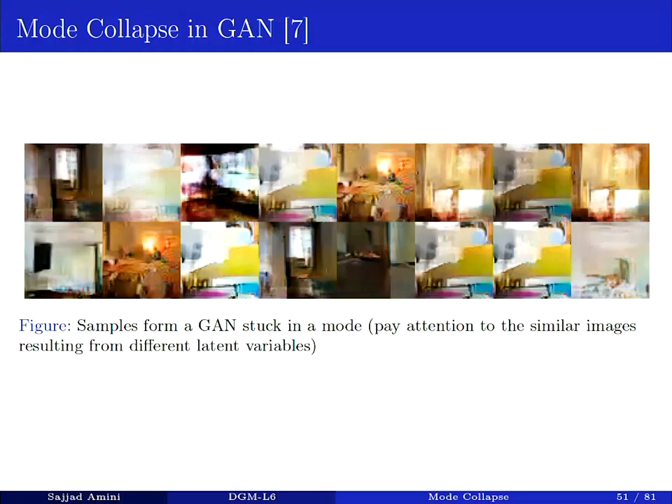And this mode collapse is the problem, one of the main challenges in GANs.